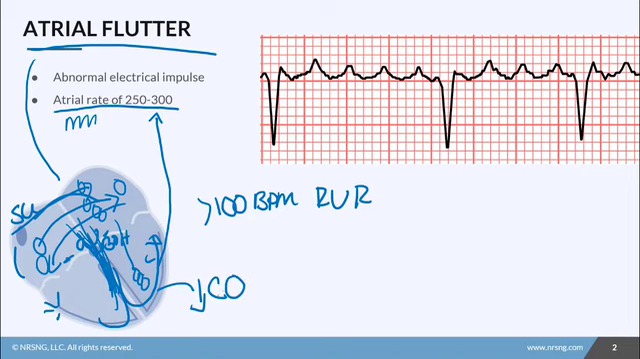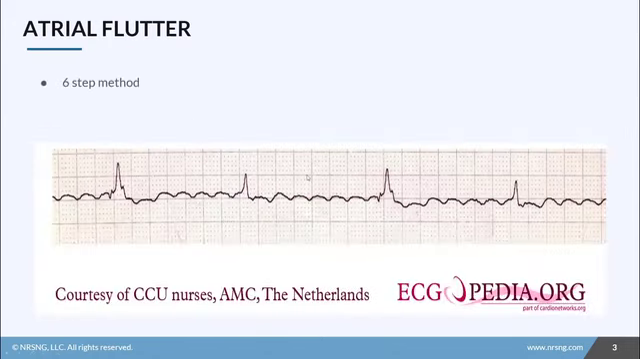Now let's look at the next strip and identify the characteristics of a flutter and break it down on an EKG. So let's use the 6-step method to identify this rhythm. Number one, we got to look at the rhythm. Is it regular or irregular?